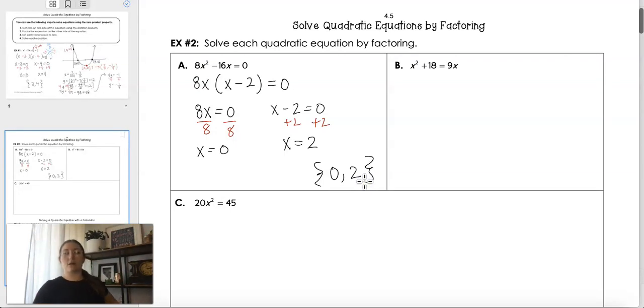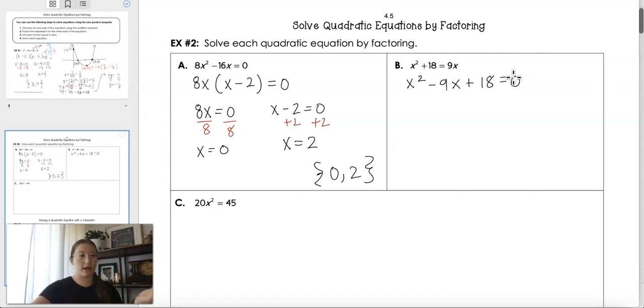All right, look at number B. So looking at B, this does not equal 0. So step 1, make it equal 0. So x squared minus 9x plus 18 will equal 0. Okay, first, is there something that can be factored out? Greatest common factor. No, there is not.